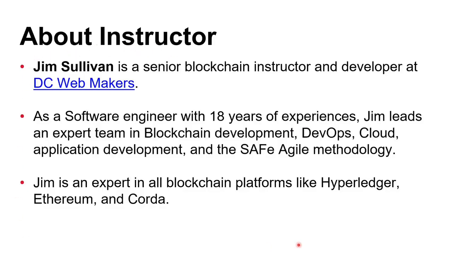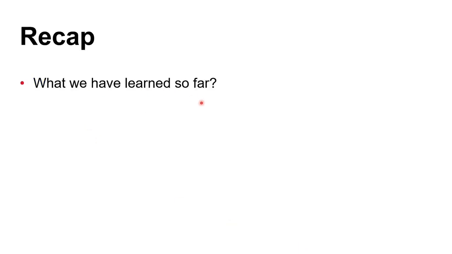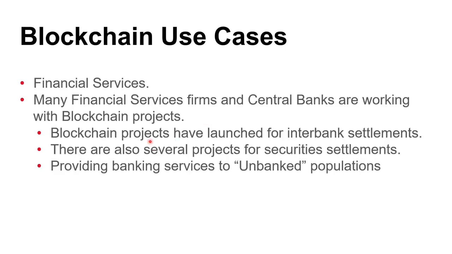Just to recap what we have learned so far. We looked at the regulatory environment for blockchain. We looked at cryptocurrencies, smart contracts, and distributed application development. We also looked at the blockchain network, hashing and blockchain mining, and blockchain types, public and private. And now we're moving on to blockchain use cases.